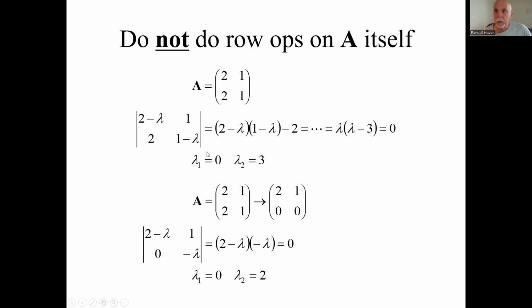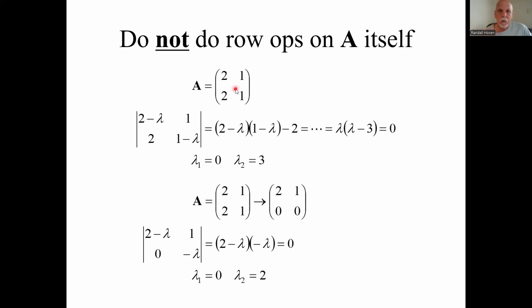Up here at the top is the proper way to find the eigenvalues of A. You construct the matrix A minus lambda I, and then that's what you find the determinant of and do row operations for when you find the null space. But anyway, if you did it the proper way, you would get the eigenvalues 0 and 3.